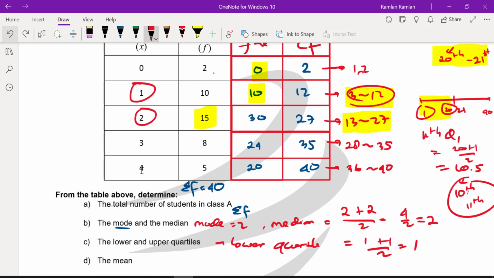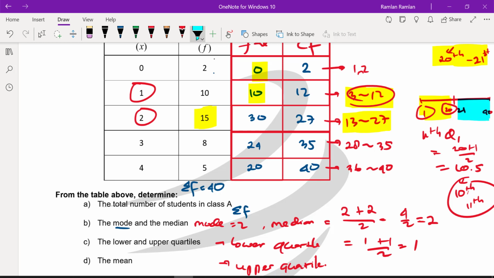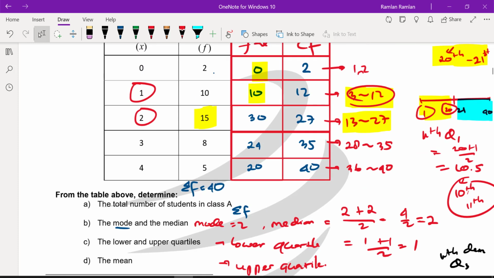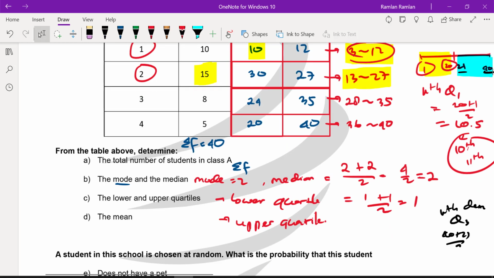Okay, now the last one for question C is the upper quartile. You're going to do the same thing again. So you're going to focus this time on the right side of the median, meaning that you're going to focus over here, right? So data number 21 until data number 40. The nth data for the quartile 3 will be equal to 40 plus 21 divided by 2. So 40 plus 21 divided by 2 is equal to 61 divided by 2, which is 30.5.